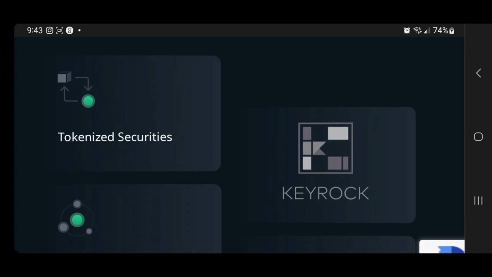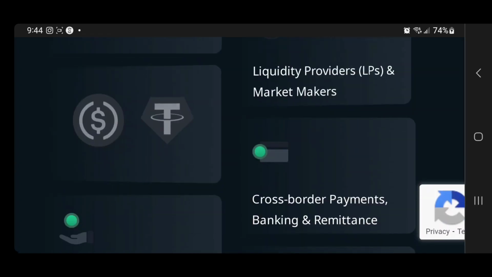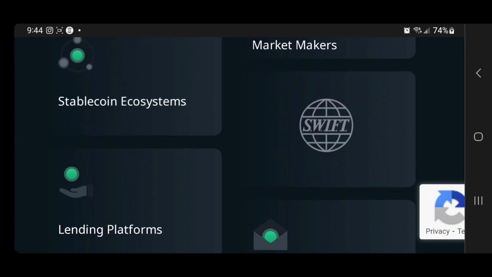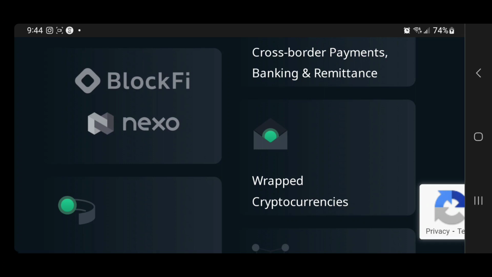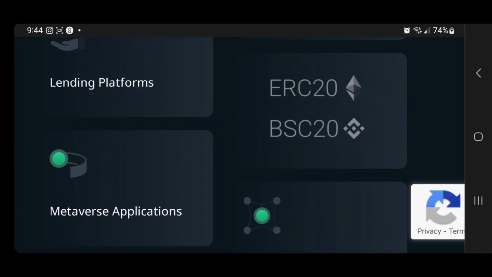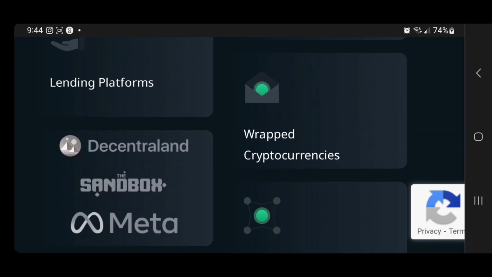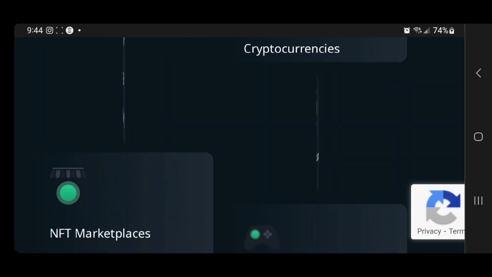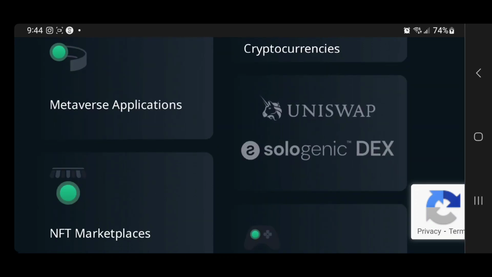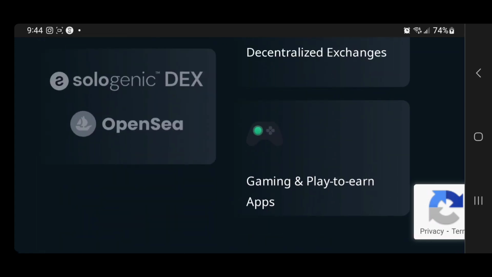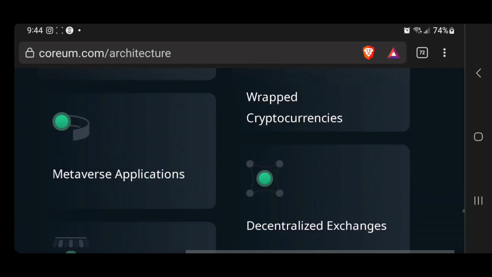liquidity providers and market makers, KeyRock, stablecoins, cross-border payments, banking and remittance, SWIFT, lending platforms like BlockFi and Nexo, wrapped cryptos like ERC20 and BSC20, metaverse applications, Decentraland, Sandbox, Meta, decentralized exchanges, Uniswap and the Sologenic DEX, OpenSea, and gaming, Axie Infinity.